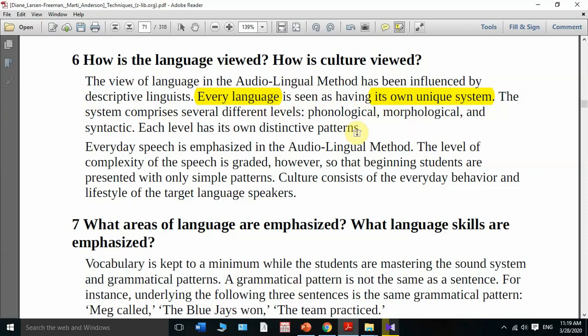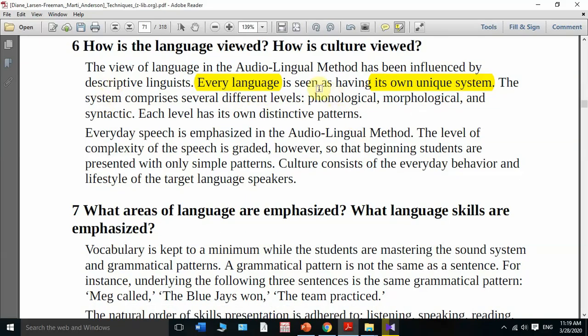They can, in fact, specify different patterns for each level, like in phonology, like in morphology and syntax, for each and every language that they are analyzing. So they look at languages very mechanically, trying to take out different patterns at different levels. So this is how language is viewed in the audiolingual method. So how is it viewed? We say it is viewed based on the premises of descriptive linguistics or structural linguistics.